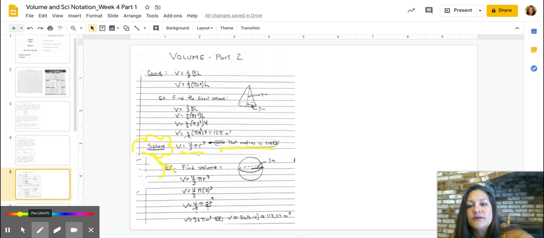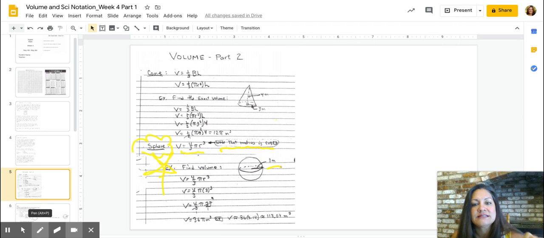Okay, so example, find the volume. Here we have a radius of 3. So volume equals 4/3 pi r cubed. We'll plug in our radius of 3. That gives us volume equals 4/3 pi times 27. We can cross cancel. So 3 goes into 3 one time, and 3 goes into 27 9 times. That leaves us with 4 times 9, which equals 36 pi meters cubed. Okay, so then if you were to solve that, here it would be.